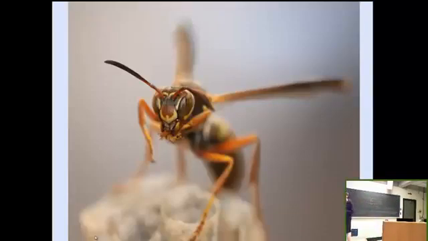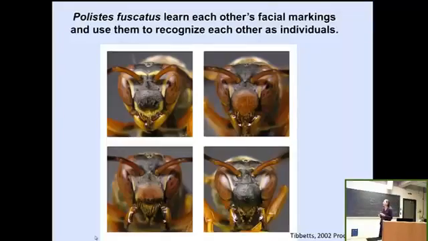Okay, so now I'm going to turn to the second species that I'm going to talk about more briefly. This is Polistes fuscatus. It's the native paper wasp in much of the northern U.S. And Polistes fuscatus also have variation in facial patterns. But the variation is for an entirely different function.